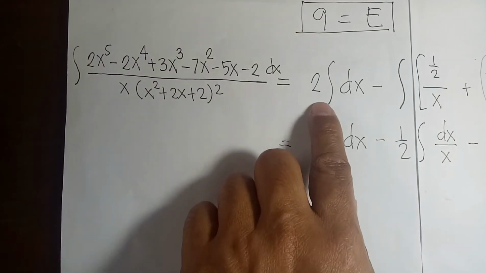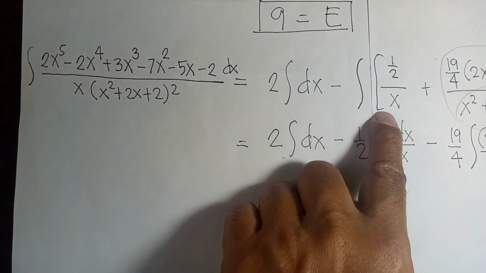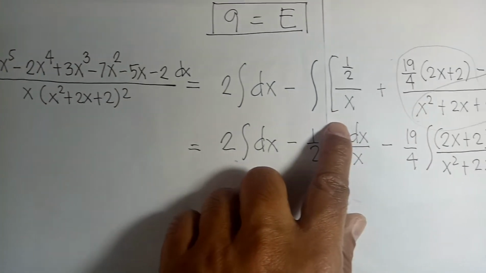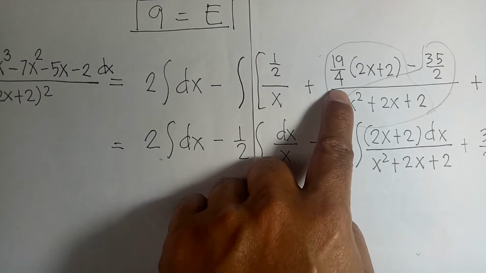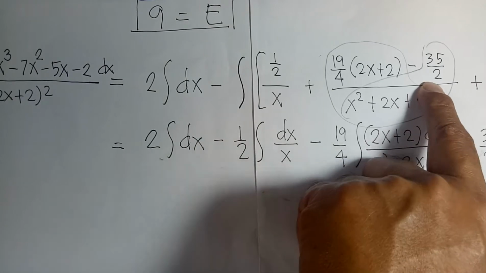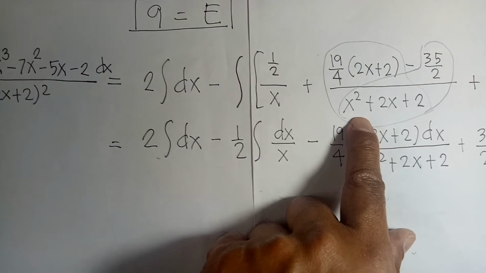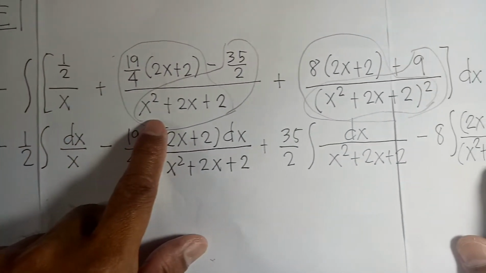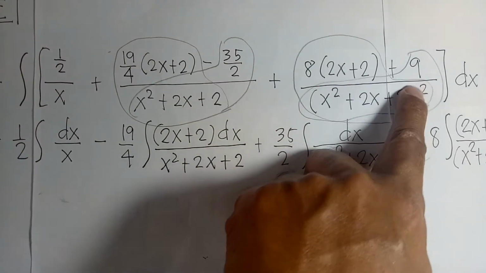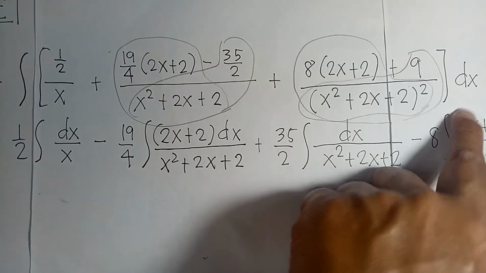So, it is equal to 2 integral of dx minus 1/2 minus integral of 1/2 over x plus 19 over 4 and then times 2x plus 2 minus 35 over 2 divided by x squared plus 2x plus 2 and then plus 8 times 2x plus 2 plus 9 divided by x squared plus 2x plus 2 squared dx.